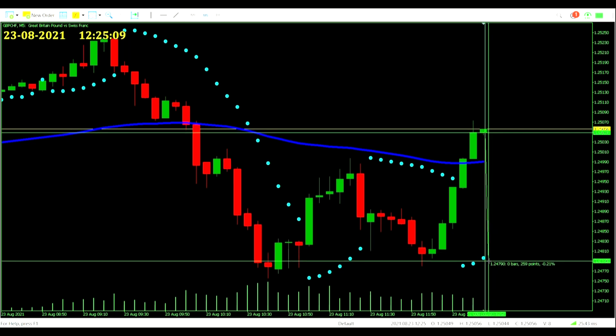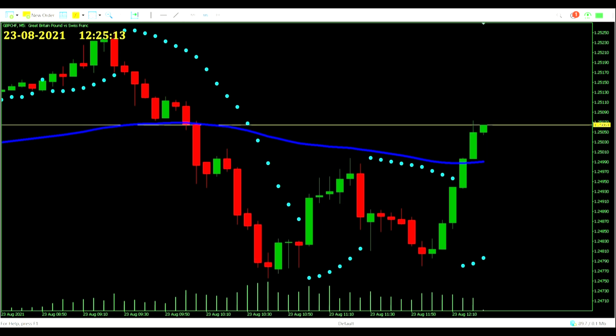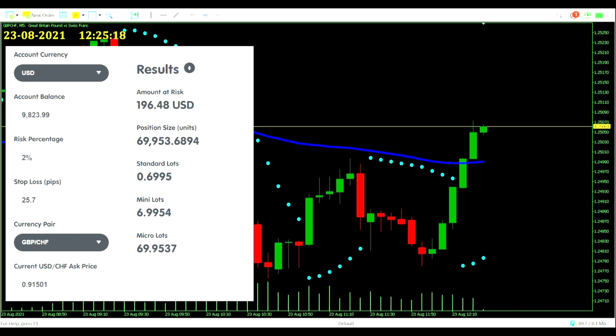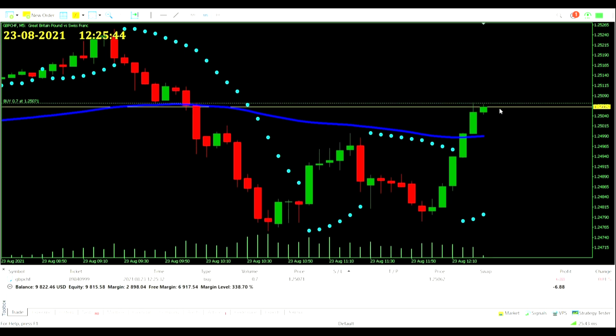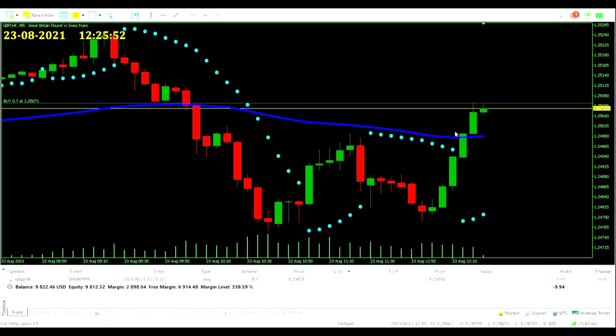Let's see what our distance is. 25.7 pips there. Okie dokie. So we'll round that up to 0.70 lots. So you can see all that risk there. And let's go in with our buy trade. And there it is. And it does feel like it's going to be at the top of price. It really seems like it's going to come back down, but who knows? Here's hoping for some upward momentum over time.